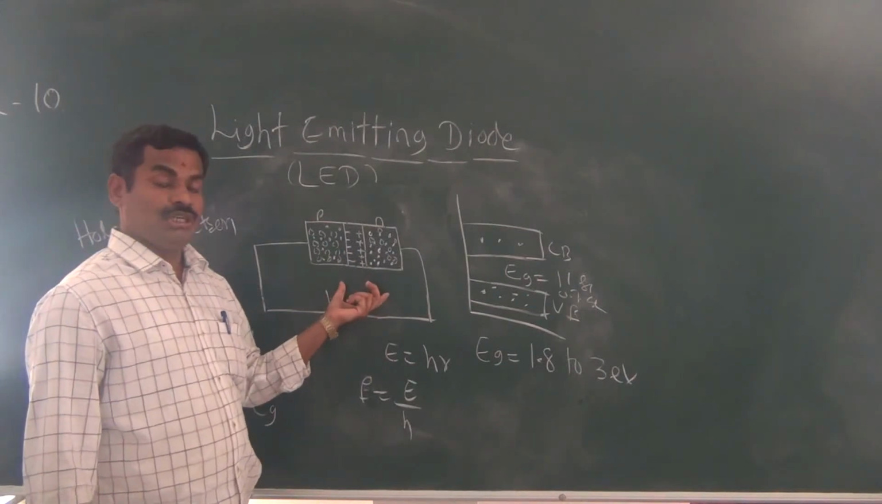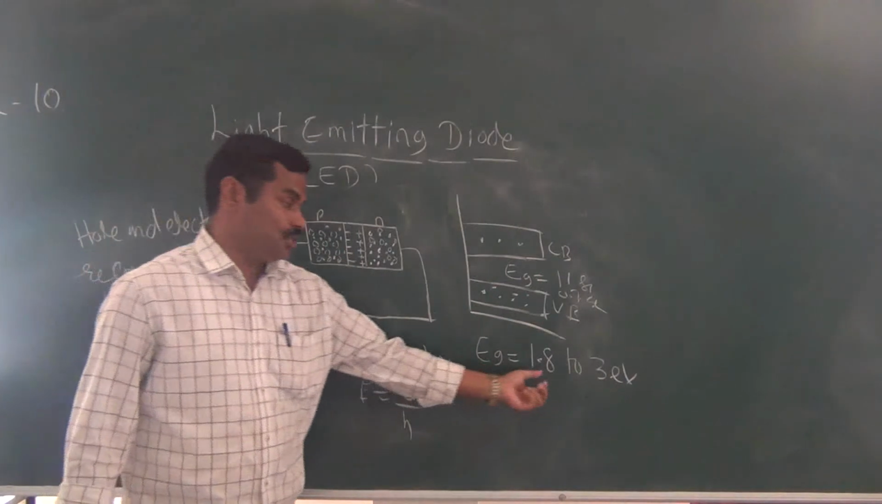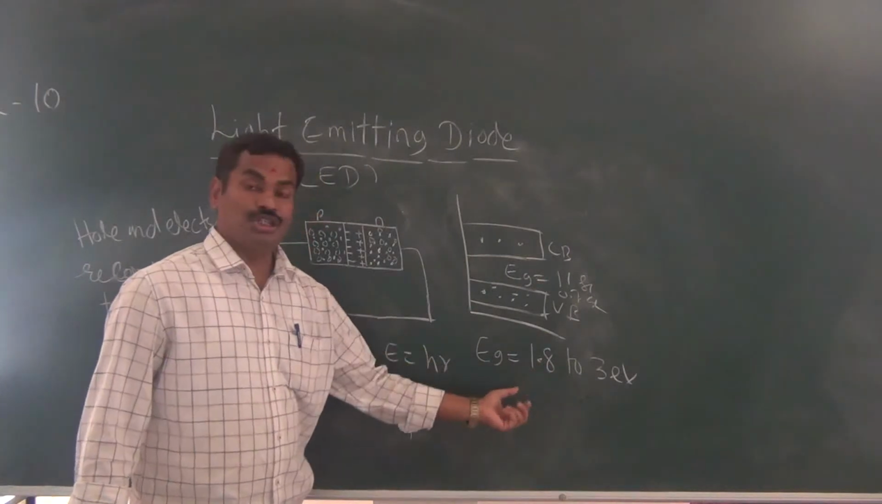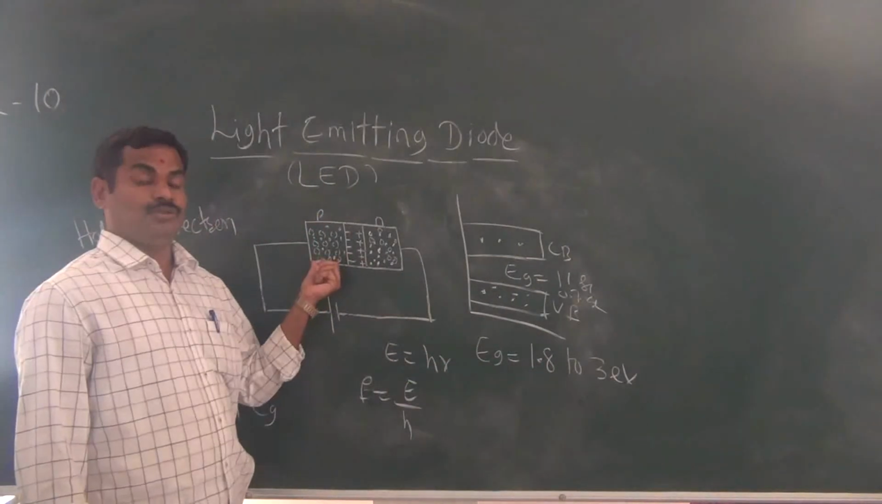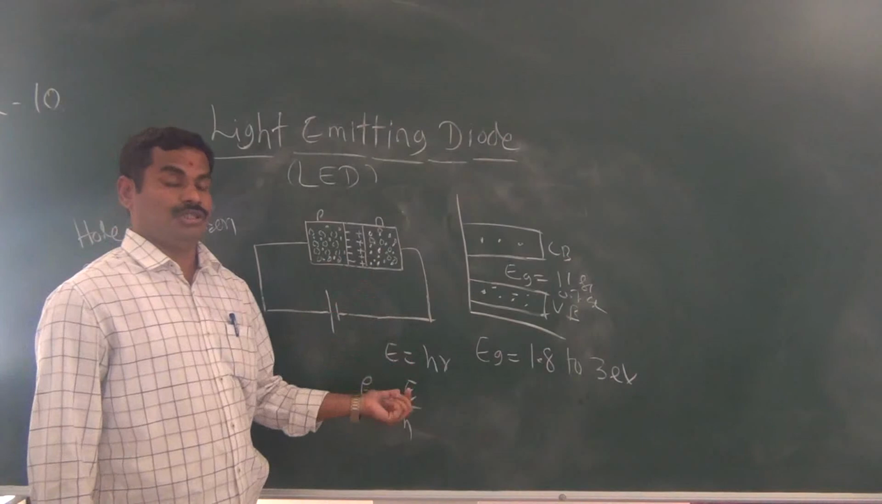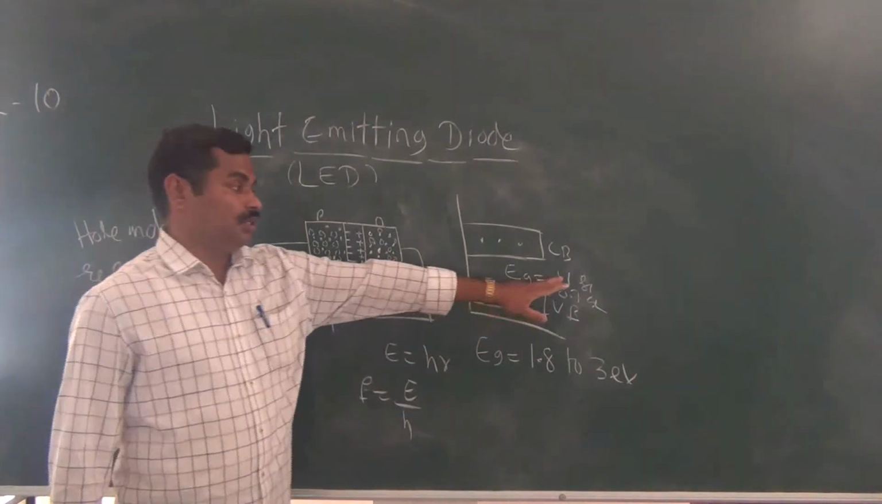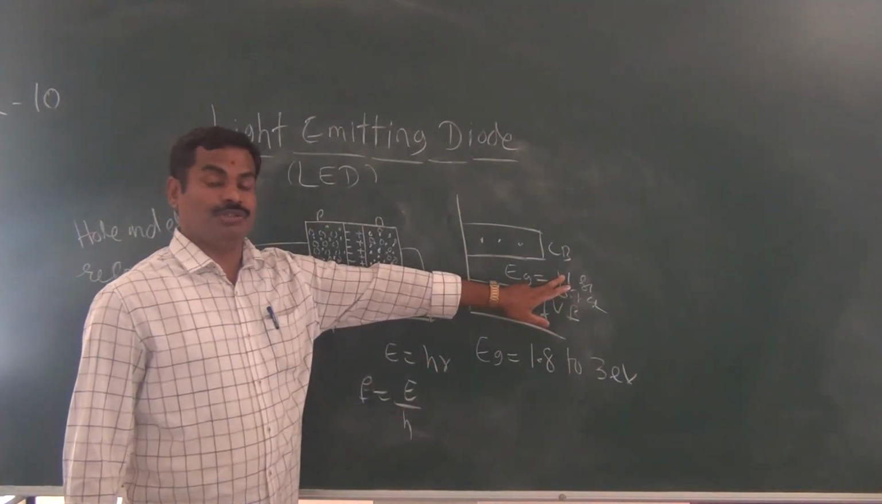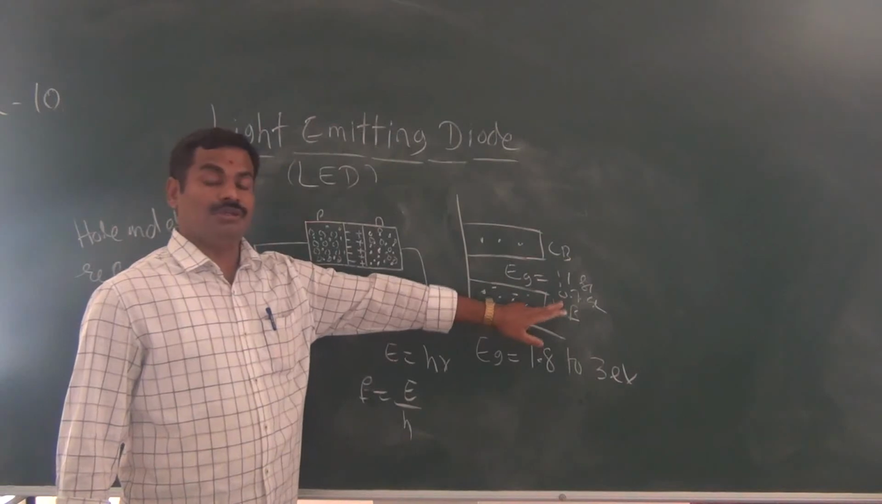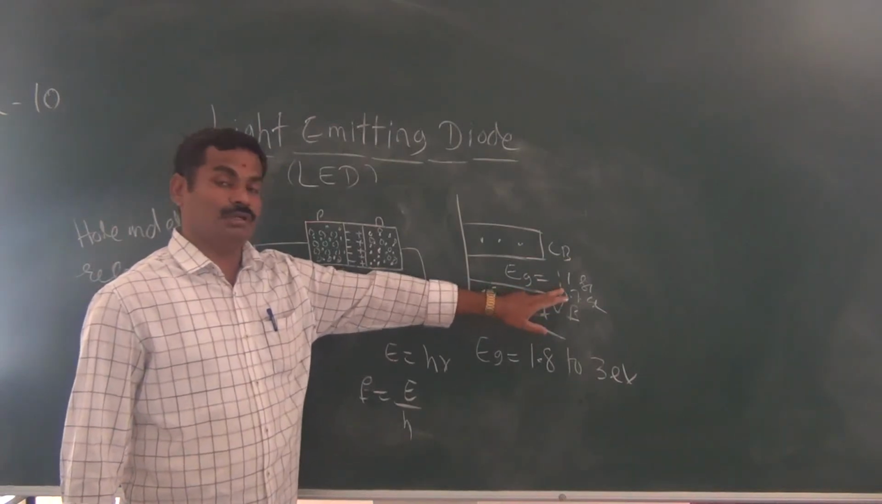You are not using silicon or germanium because their energy gap is less than 1.8 electron volt, and that's why they are not used in the LED. Their energy gap is very small, 1.1 for silicon and 0.7 for germanium.